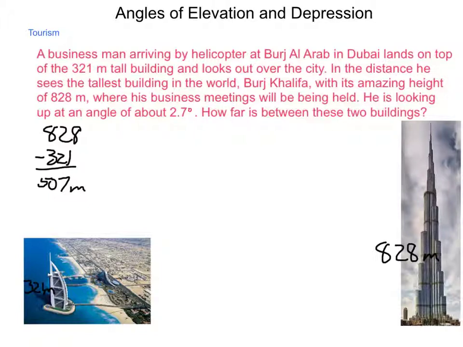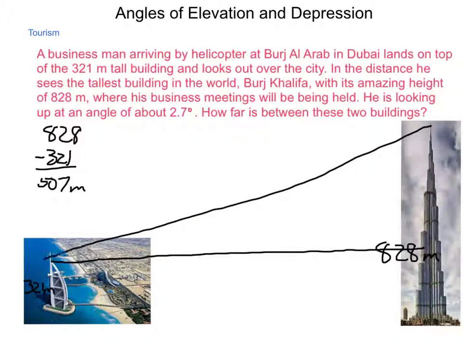So from the top here, looking out, we have a difference, and this drawing is not to scale by any means. Our difference is going to be 507 meters. And this angle that's being looked up at is 2.7 degrees. And we want to know what this distance between the buildings is. Again, we're going to be using our tangent function and finding that distance.